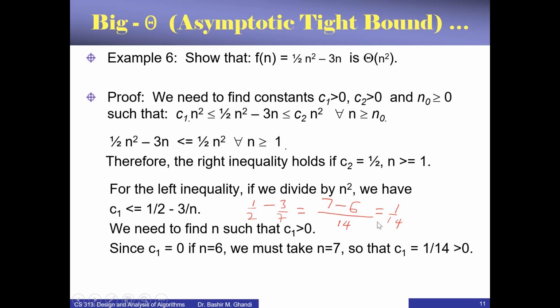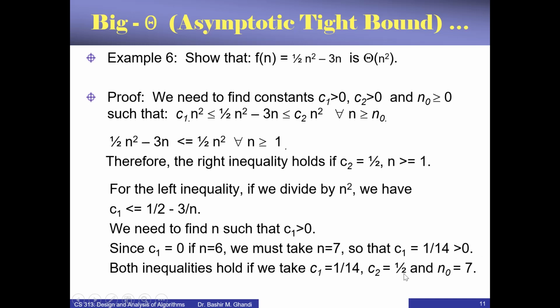So we can take c1 to be 1 over 14, and it is a positive term, and it will satisfy the inequality. All right, so that's what we are saying here, that we can take c1 to be 1 over 14, which is greater than 0, and therefore we are able to satisfy the two inequalities now. c1 is what we have just found, 1 over 14. c2, we found it already to be half.